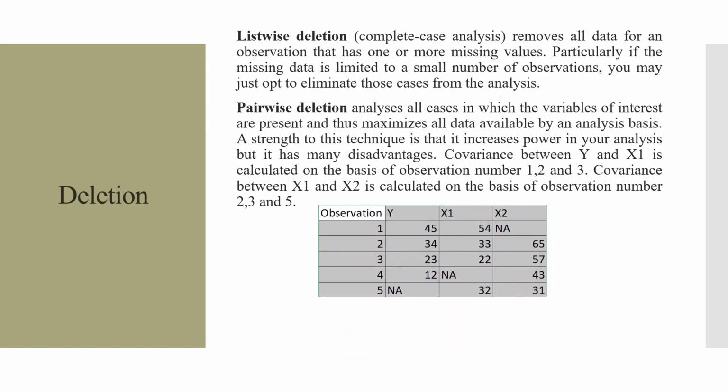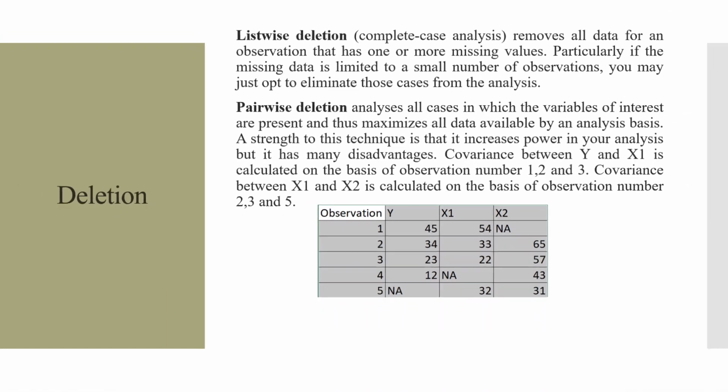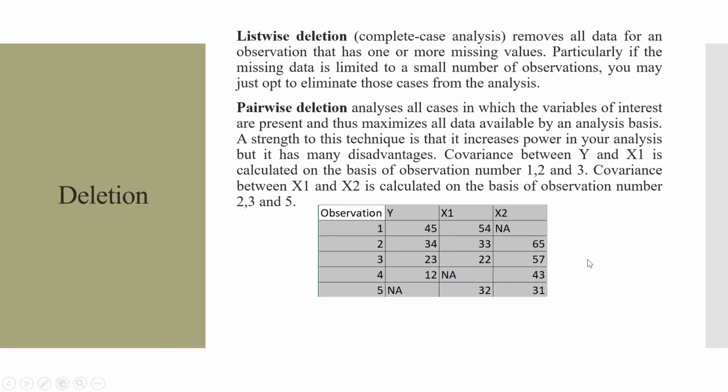There is one small dataset which I am presenting here. We have the variables y, x1, x2. In y, this is the missing observation. In x1, this is the missing observation. And in x2, this is the missing observation. So in y, the 5th number is a missing observation. In x1, the 4th number is a missing observation. In x2, the 1st number is a missing observation.